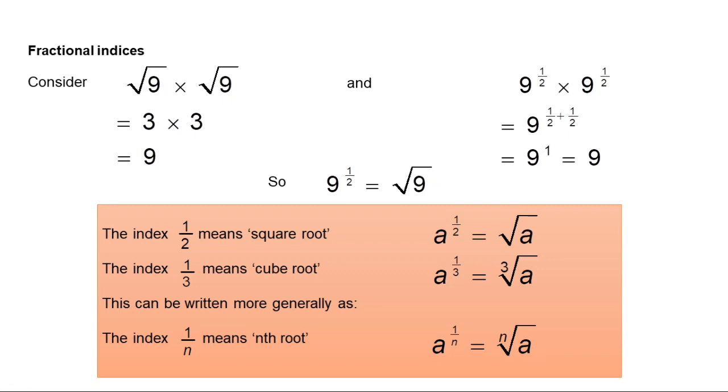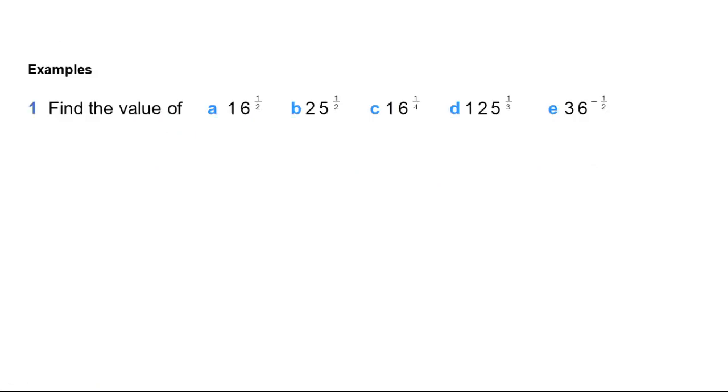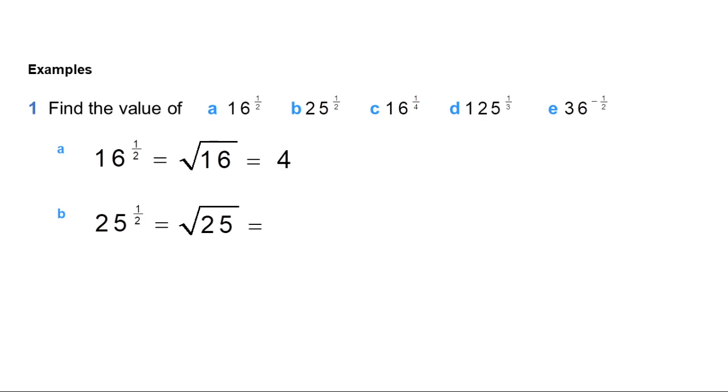Next, let's try to do some examples. Find the value of 16 raised to the power of 1/2. Remember, raised to the power of 1/2 means square root. So it will become square root of 16, and square root of 16 is 4. Next, letter B, 25 to the power of 1/2, square root of 25, and square root of 25 is 5. Next, we have 16 to the power of 1 over 4. It will become the fourth root of 16, and the fourth root of 16 is 2.